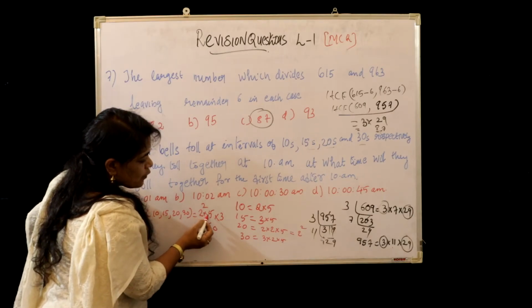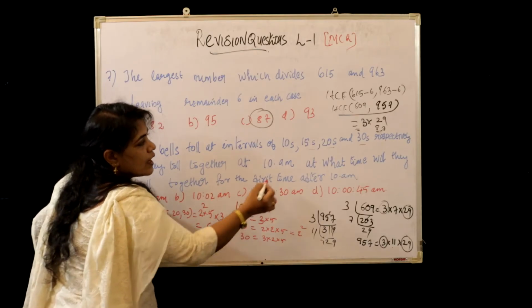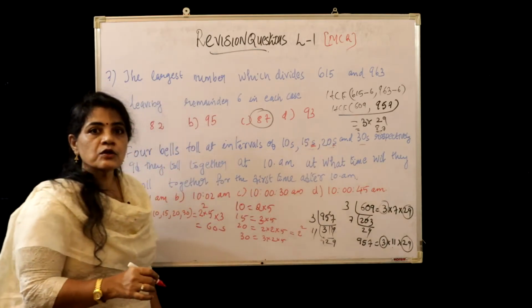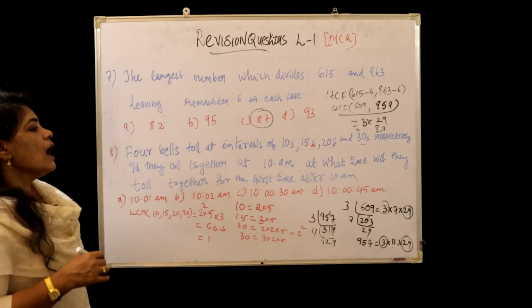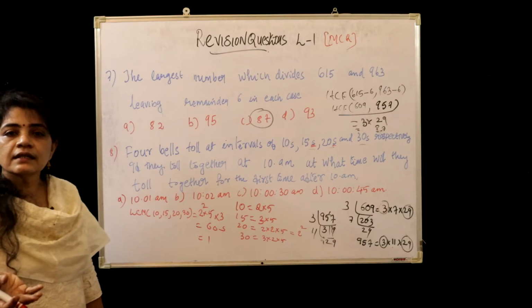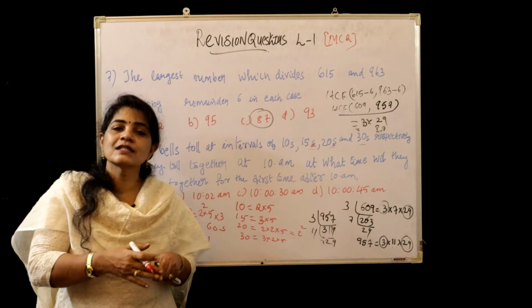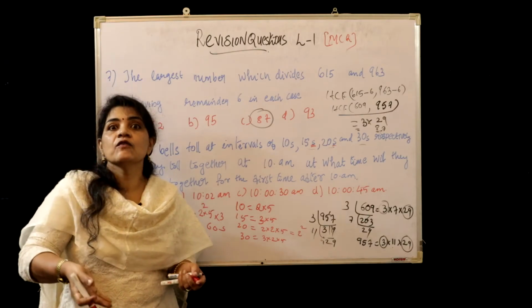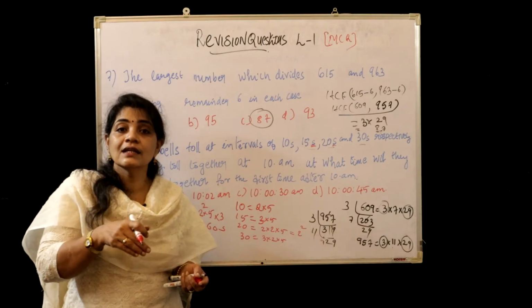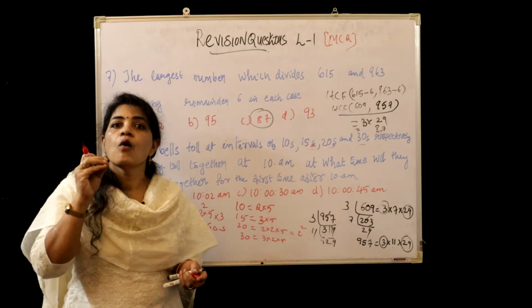So here you will get 60. 2 squared, that is 4 into 5, 20 into 3, 60 seconds. All are in seconds. So after 1 minute, they will toll together. That means 10 o'clock was the last time at which they toll together. The next time will be, you have to add 1 minute to 10 a.m., that means 10 hours 1 minute.